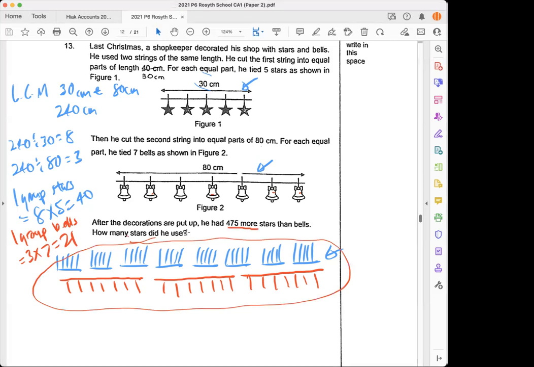What is the difference in each group? Using a different color pen, the difference in each group will be 40 minus 21. In every group, there are 19 more stars than bells. There's a total of 475 more stars than bells, so 475 divided by 19 gives 25, which means there are 25 groups of this.